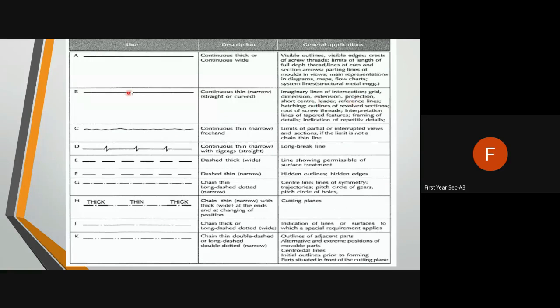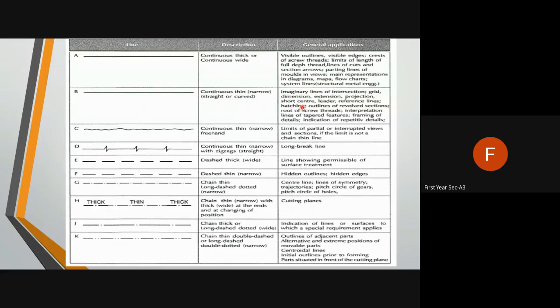So for that purpose, these thin lines are drawn. The projection lines need not be erased. They should be visible so that the user can see whether the dimensions are carried forward or not. Then short center, leader, and reference lines are also drawn with these continuous thin lines.